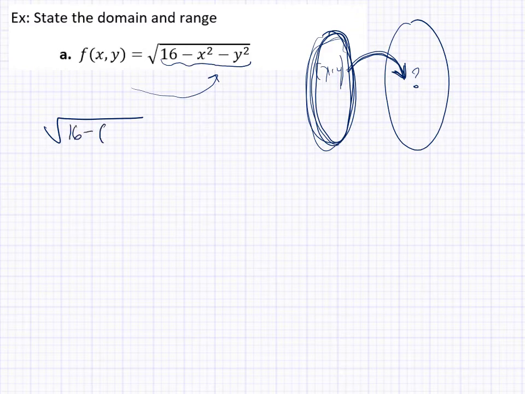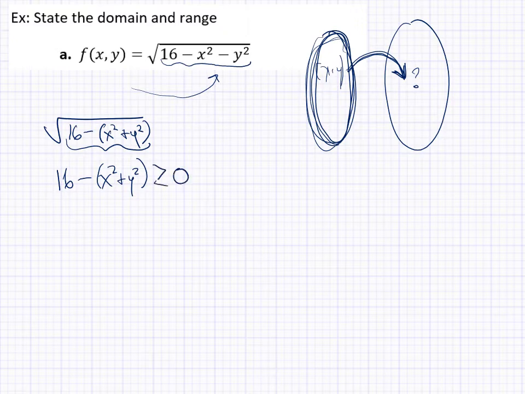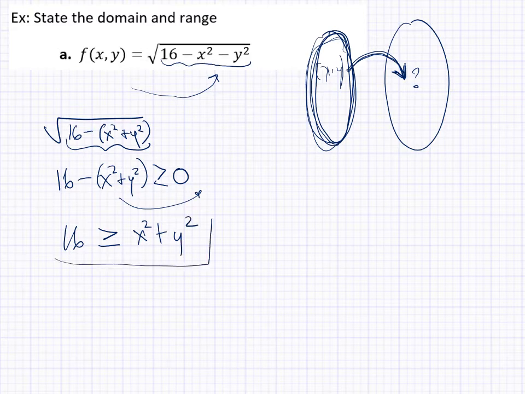and I'll factor out a negative, so I get x squared plus y squared. The general idea here is for this to be greater than or equal to 0. In which case, if I move this to the other side, I get 16 is greater than or equal to x squared plus y squared. So these are the x's and y's that I would like to use so that this thing becomes in my domain. Right? So I can identify my domain.